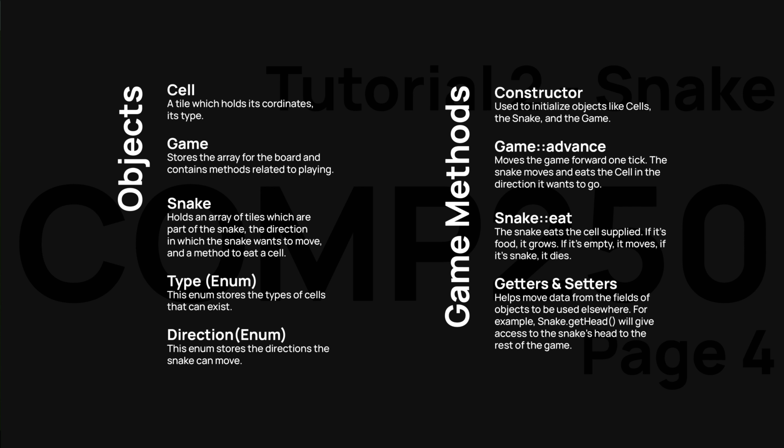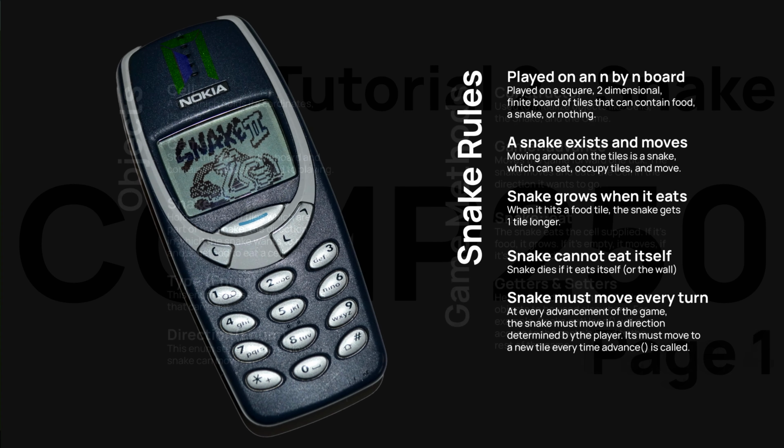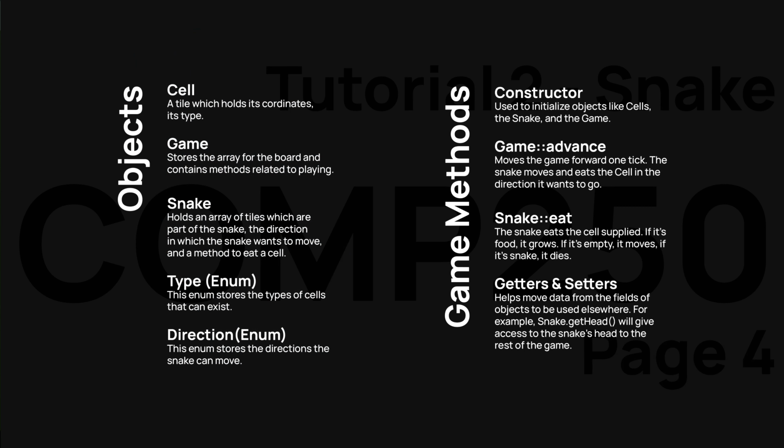Then our methods are going to be our constructors, which are important. We're going to have a method in the game called advance, which is just taking one turn forward, which we'll see. And we have a method called eat for the snake. So if it eats food, it grows. If it's empty, it moves. If it's eating a snake, it dies. Then we'll have lots of getters and setters, which will be able to get us objects to and from our snakes. So are there any questions just about the structure of our program before we get into the code?